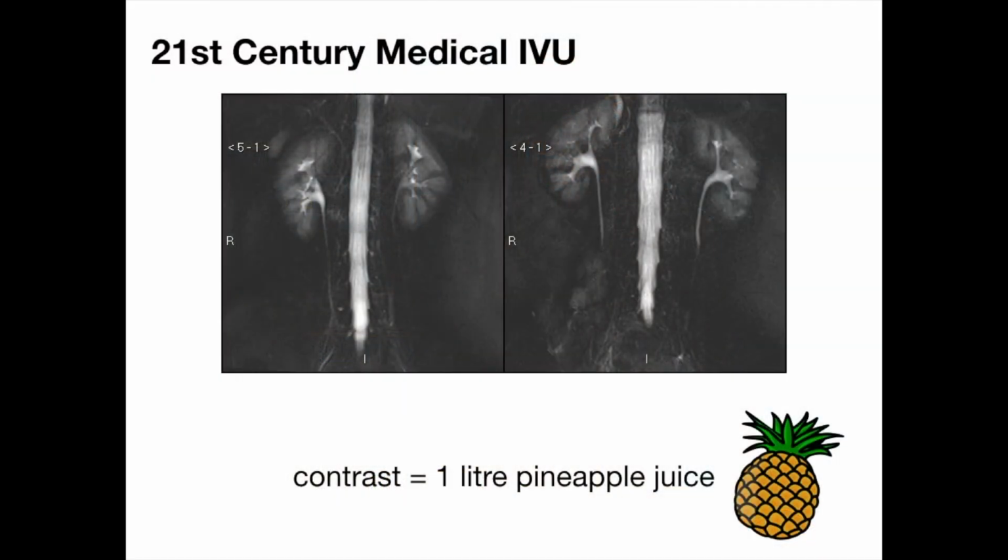Renal MRA became what I would call the 21st century medical IVU. If you just want to see the ureters, the only contrast you need is about a litre of pineapple juice, as the radiographers in Glasgow who know me know that we used to do this all the time. We just gave a litre of pineapple juice to the patients, made sure that they were nicely hydrated, and the pineapple juice has got manganese in it, and it suppresses the signal from the duodenum and the jejunum and everything, and we get a nice MRU.